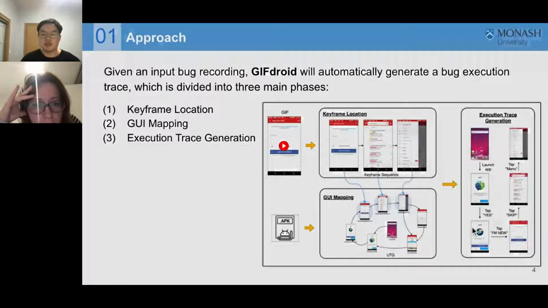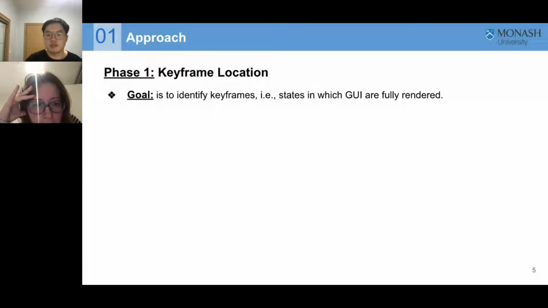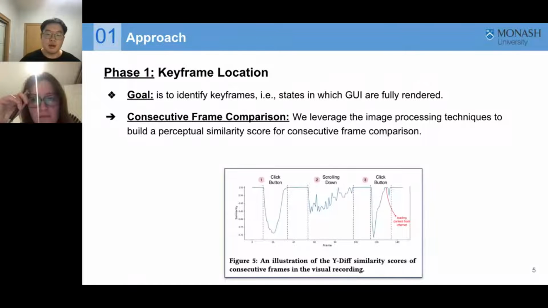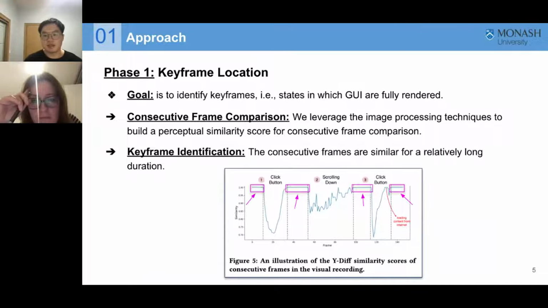Next, I'd like to briefly introduce each phase. For the first phase, the goal is to identify keyframes, that is, the states in which the GUI is fully rendered. To achieve that, we leverage an image processing technique to build a similarity score for consecutive frame comparison. By observing the frame sequence, we annotate the keyframes from the recording if the GUI is in a stable state. That is, the consecutive frames are similar for a relatively long duration.